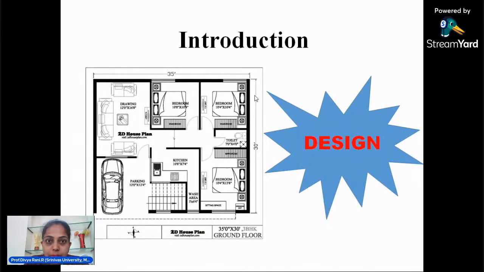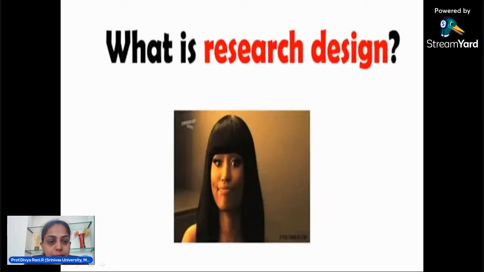So you can see the slide here. You can see a particular design of a house, isn't it? When you see a design of a house, how we plan a particular design, based on that design, we build a house, isn't it? So same like that. Next slide.